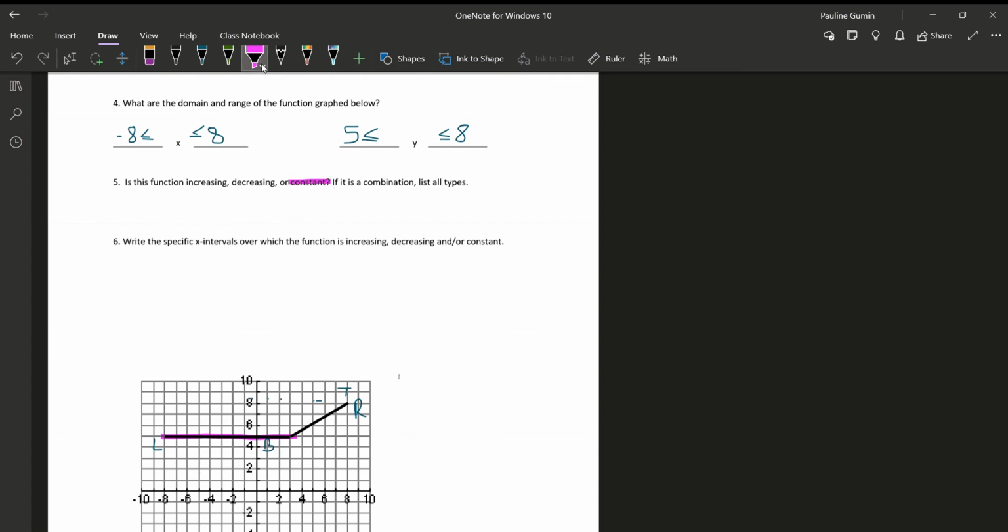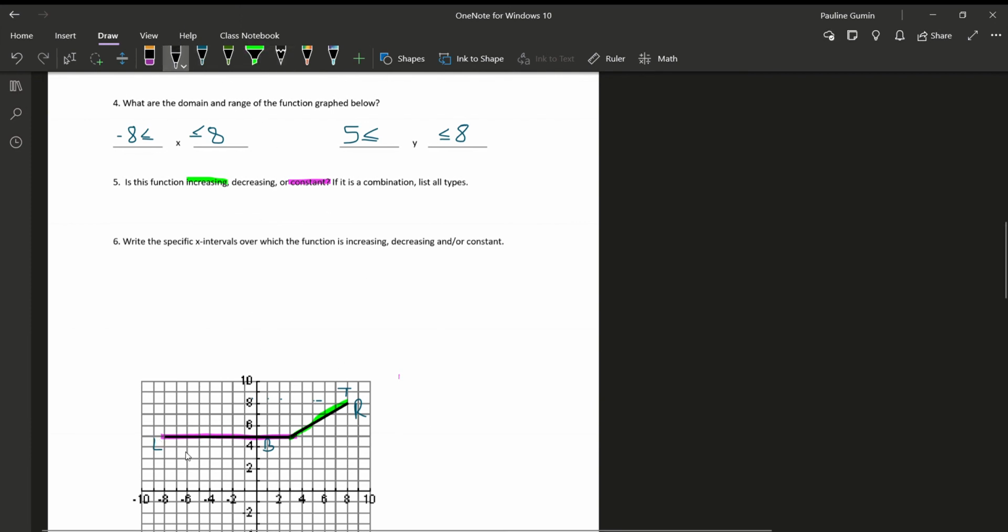Now let's see what happened after the direction changed. As I drag my highlighter, my pencil, your finger, whatever you're using, it dragged upwards. So we also have an increasing. All right, let's write down the specific x intervals where that happens.